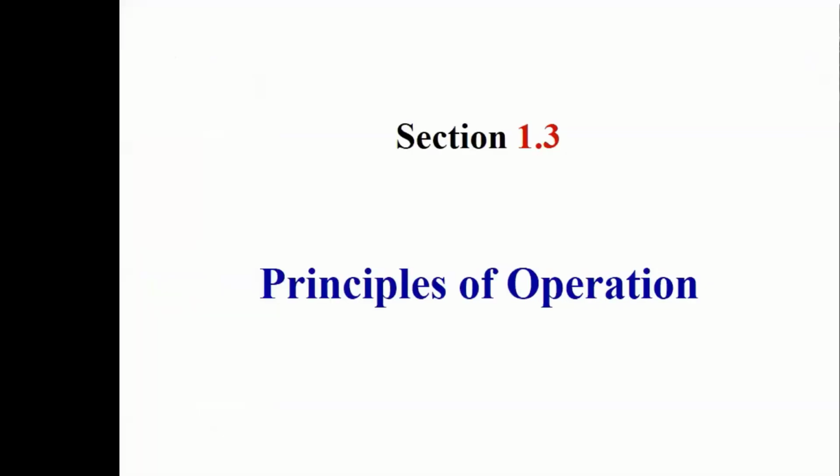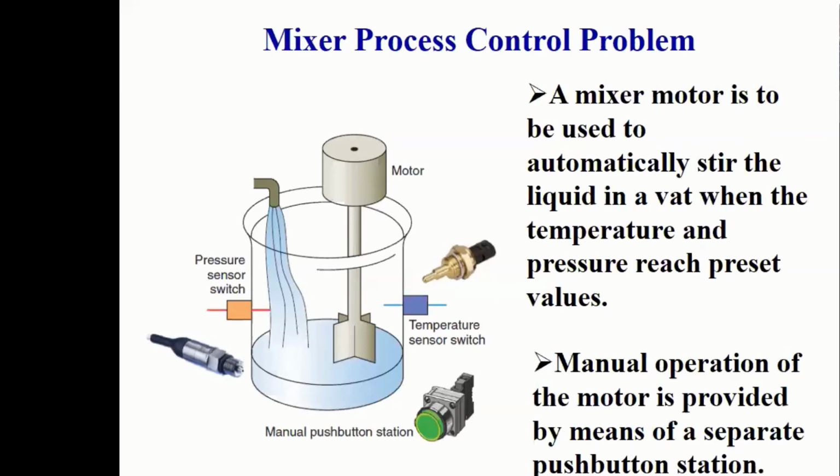speedy way. And then we'll jump to chapter 2, which specifically talks about hardware. All right, so principle of operation of the industrial controls we're talking about, right? Here is a mixing process. One of the most simple automated processes you might have, and it consists of something that automatically stirs the liquid in a vat when the temperature pressure reach a preset value.